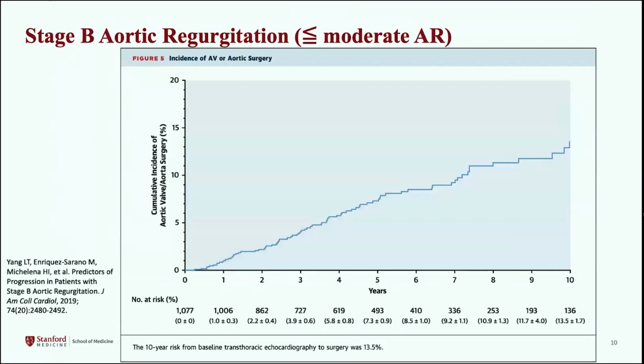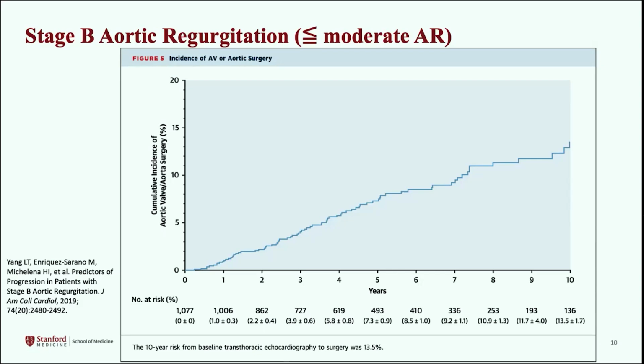But that was a group of patients with a median age of 39. And so our more modern era data is an older cohort with aortic regurgitation, not that younger cohort. And the rate of progression is more rapid than what we've historically been taught. So you can see this is data from Mayo.